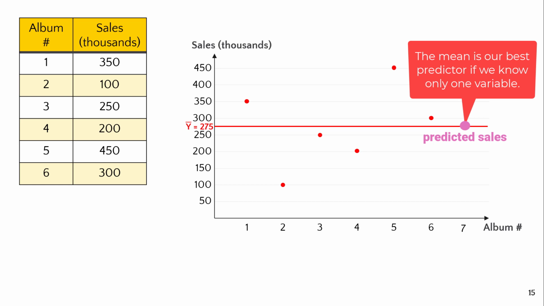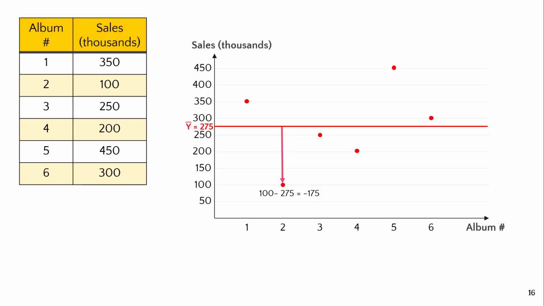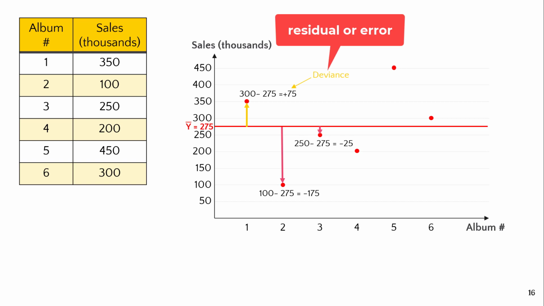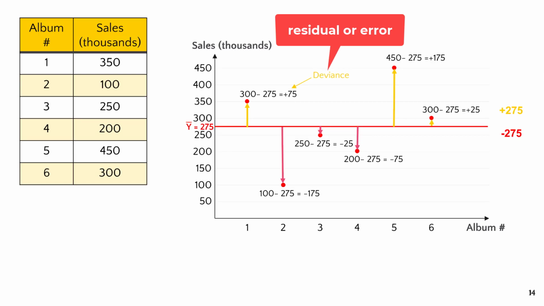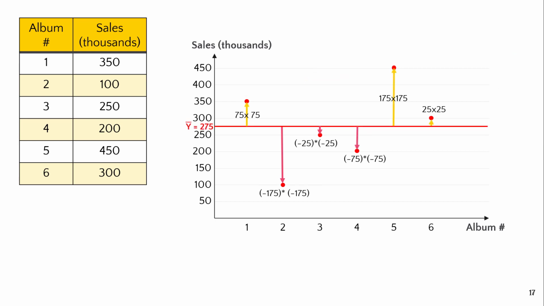275,000 albums. However, as you can see, none of the album sales is equal to the mean of 275,000. All data are scattered around the mean actually. Deviance is the difference between each data point and y-bar, or the mean of sales, and is called residual or error. You may remember from our previous tutorials on variability in week 2 and using the mean as a statistical model in week 4. I bet you also remember that the sum of deviance will always equal 0.